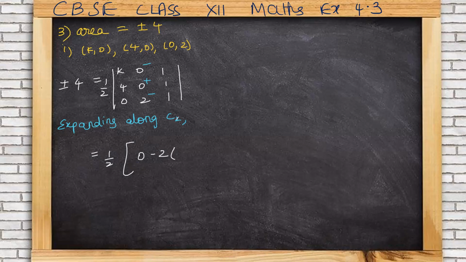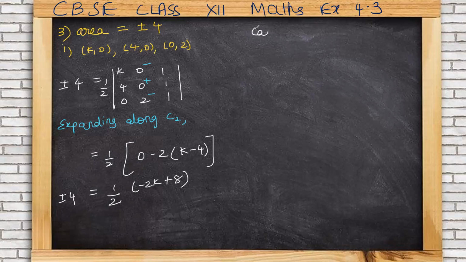So we'll do the last entry: minus 2 into, deleting the corresponding column and row, we have the determinant 4, 1; k, 1. When we cross multiply, we get k into 1 is k, minus 4 into 1 is 4. So it is half into, when we multiply the minus 2 inside, minus 2k plus 8. Okay, so we have plus or minus 4.